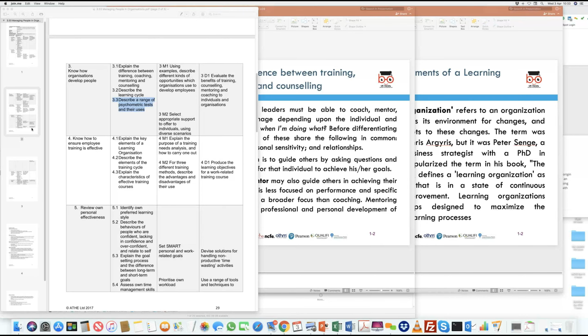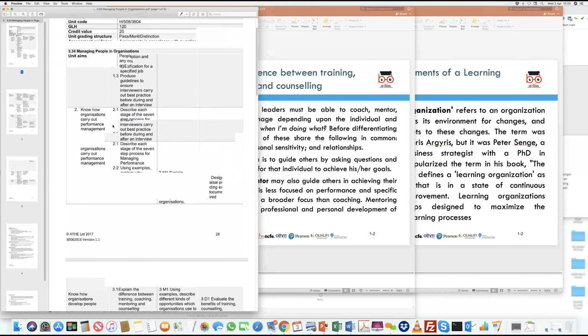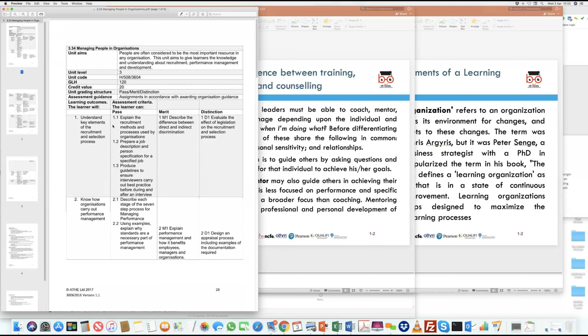Now, if we look at the overall unit that we've covered so far, this particular unit focuses on understanding how people work within organizations. In the first learning outcome, we studied the process of recruitment, selection, job preparation, job description, and how companies advertise and recruit people. Sometimes you look at legislation.